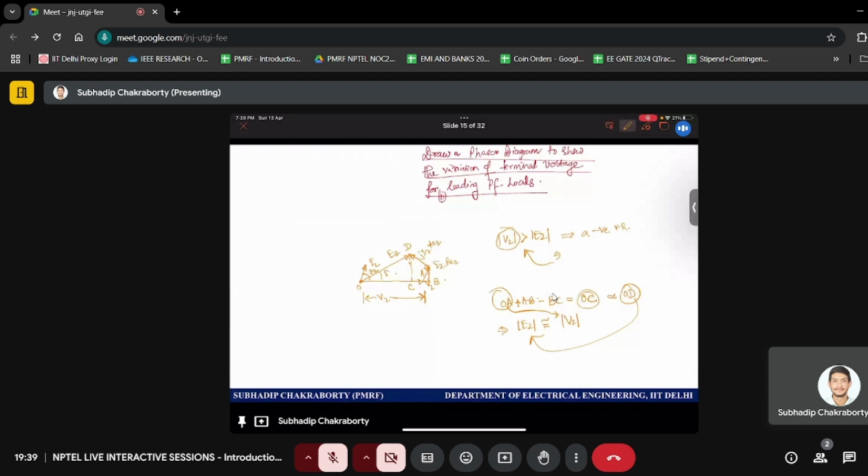So OA is up to this much, right? So V2 plus AB is I2 RE2 cos theta 2 minus I2 XE2 sin theta 2, only the length, right? So what is E2 minus V2 by V2? It's coming as I2 RE2 cos theta 2 minus I2 XE2 sin theta 2, and then you divide by V2 multiplied by 100%, right?